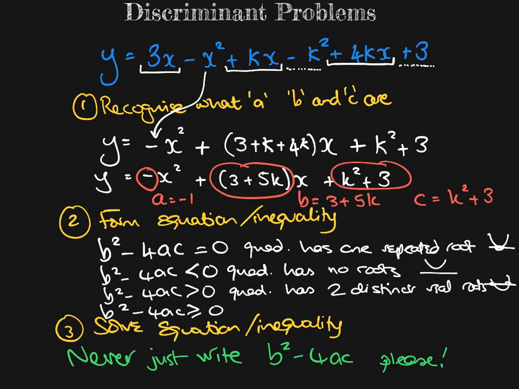B squared minus 4ac bigger than or equal to 0 is a combination of these two. So bigger than or equal to 0 is a combination of 2 distinct real roots and 1 repeated real root. That's a real root. And therefore that would be just described as having real roots. So I'm not telling you whether it's got 1 or 2, but they're real. So just has real roots. And that would be bigger than or equal to 0.